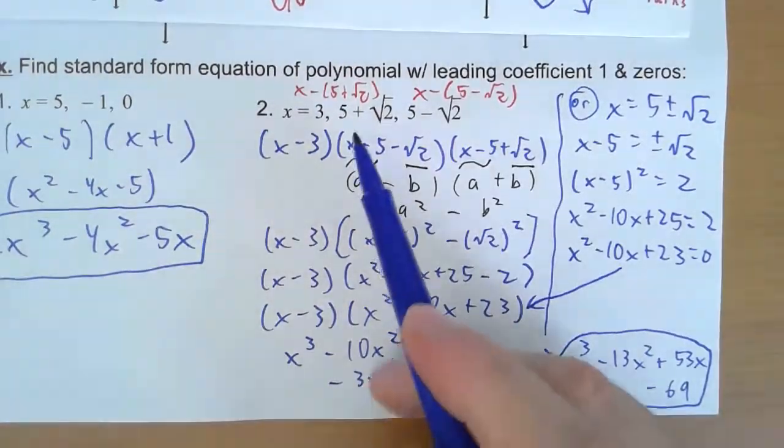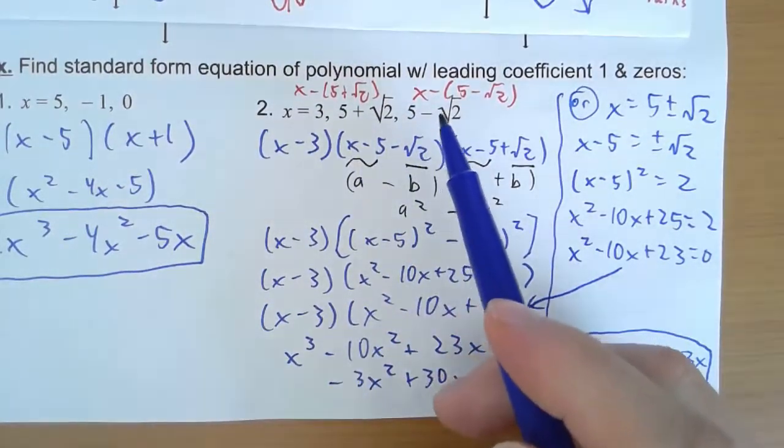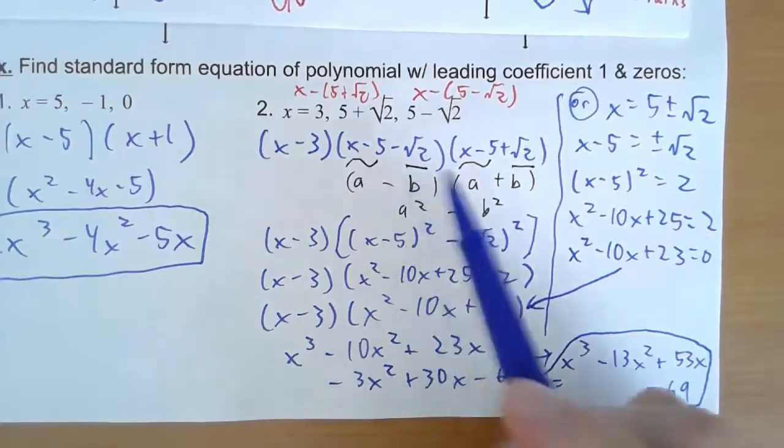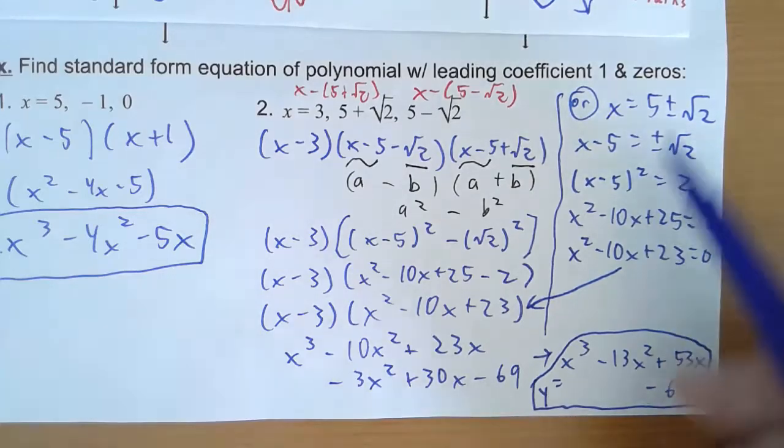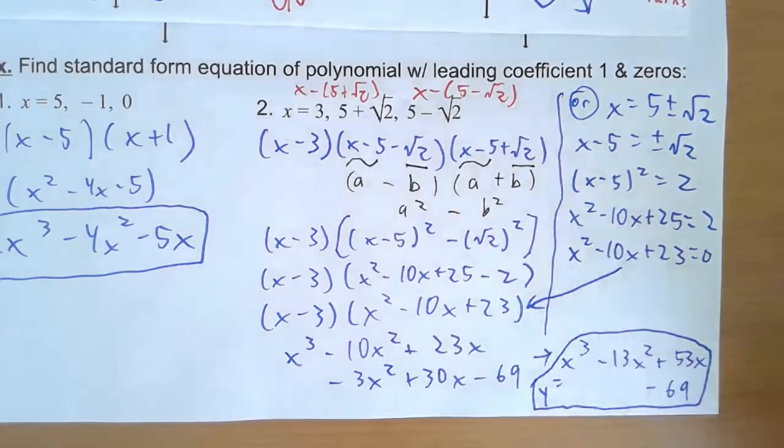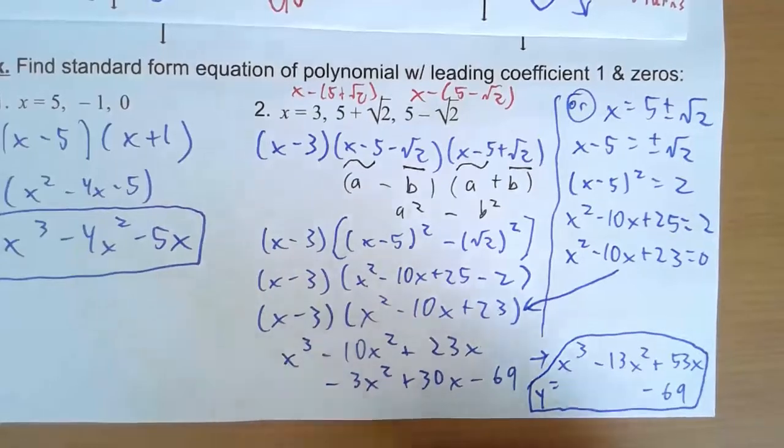So a little bit tricky here when you have these kind of ugly zeros that you're working with. Either do this funny multiplication with a difference of squares pattern or kind of work your way backwards through the solution process here and then multiply it by the other factor.